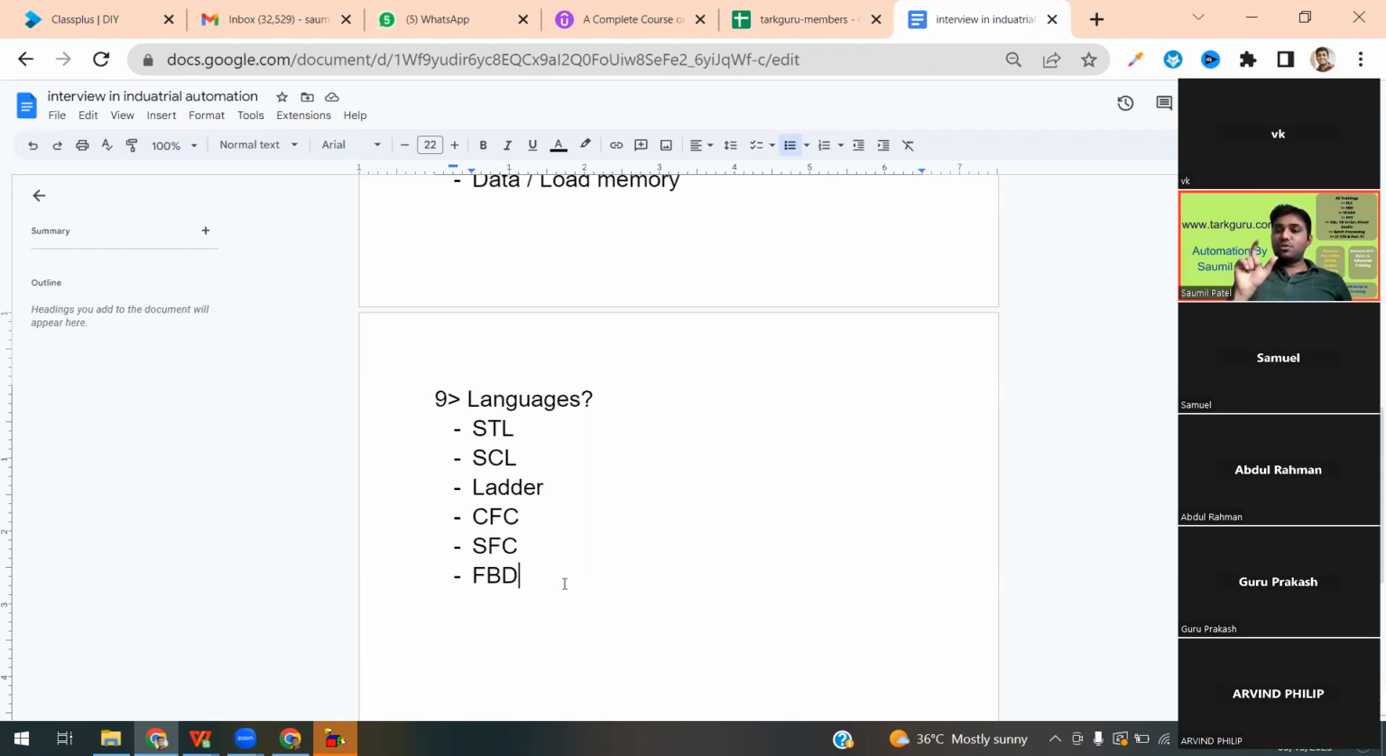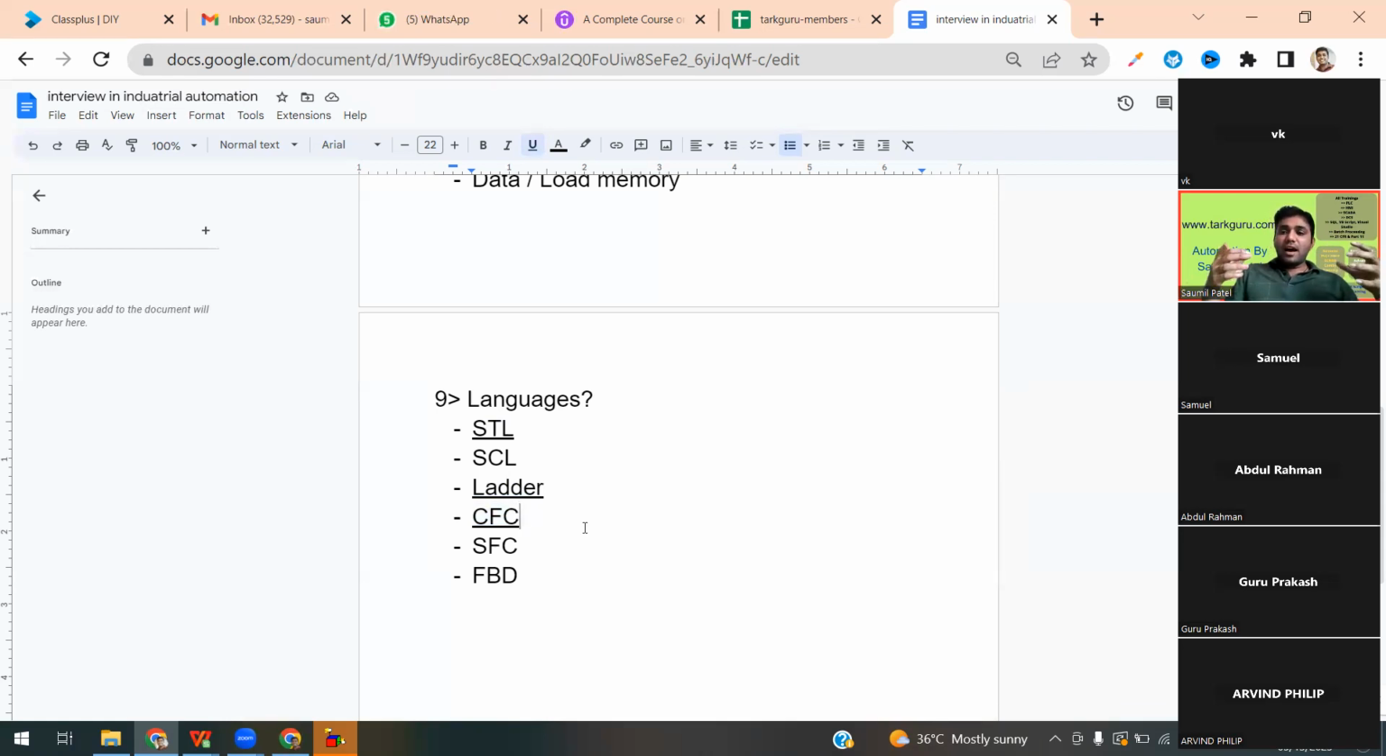Languages, you need to choose any two languages, I think. For example, ladder is the best one, I think. If you know the structural language, it's really very much beneficial. If you know the CFC, that means chart language. Out of the six languages, if you know at least three languages, then it's a really good effort from your side, right? But you need to put it this way.